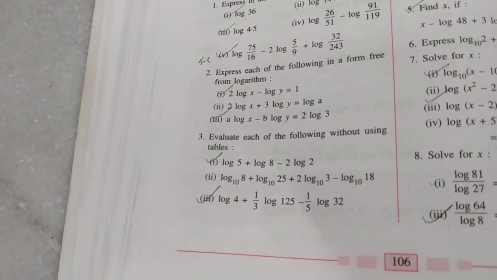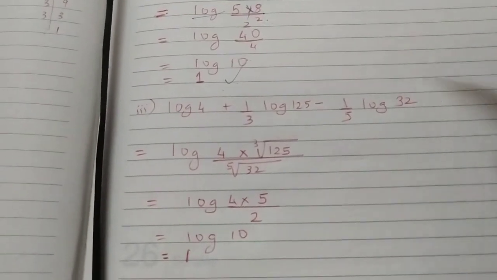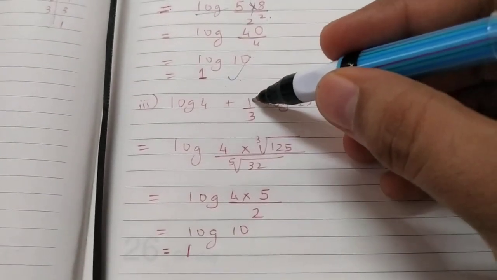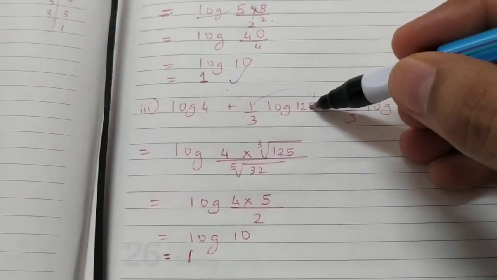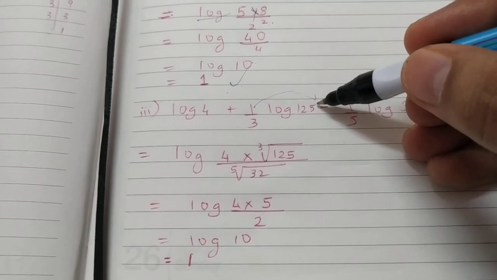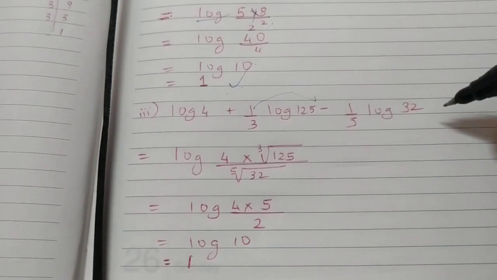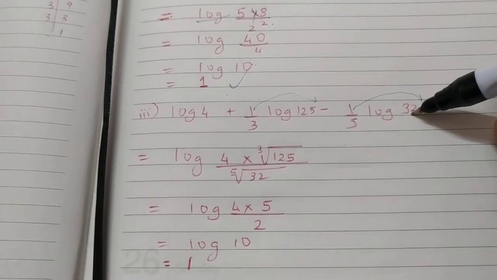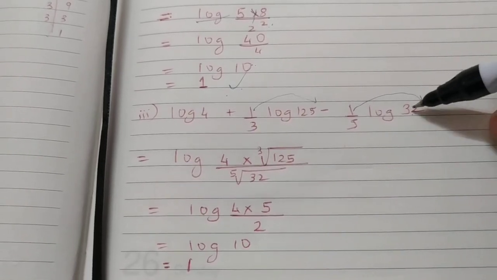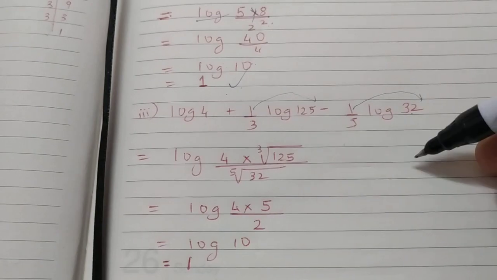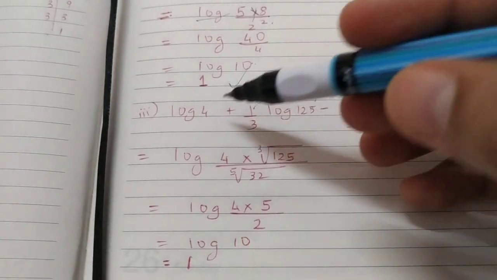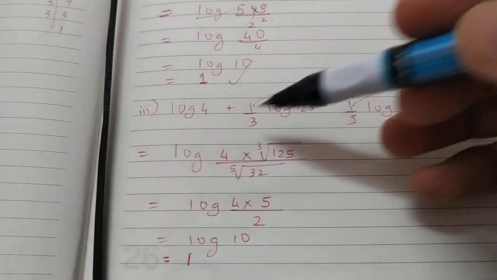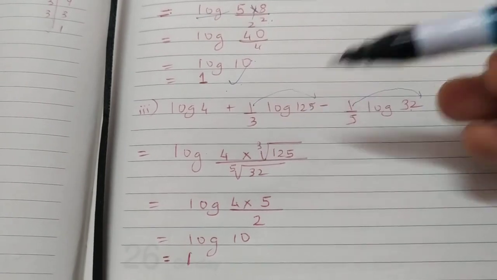Now 3.3, we'll have to solve it in a similar fashion. First of all, 1 upon 3 will become a power of 125 raised to 1 upon 3. That is nothing but cube root of 125. And 1/5 will again become a power of 32. That is 32 raised to 1 upon 5. That is 5th root of 32. Now if I want to combine the 3 logs into a single log, that's the only way to solve it.